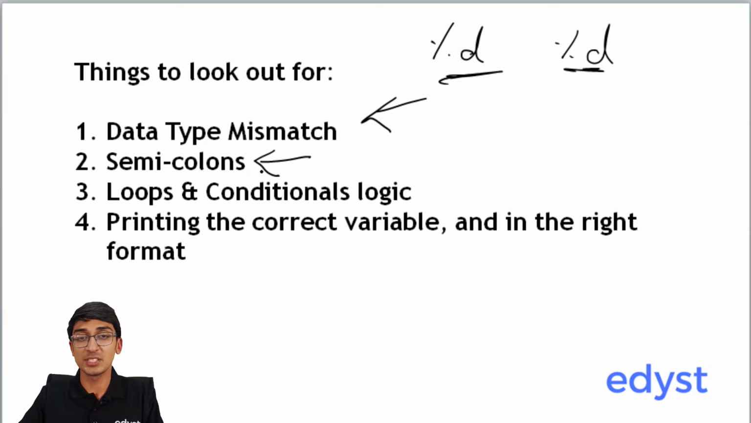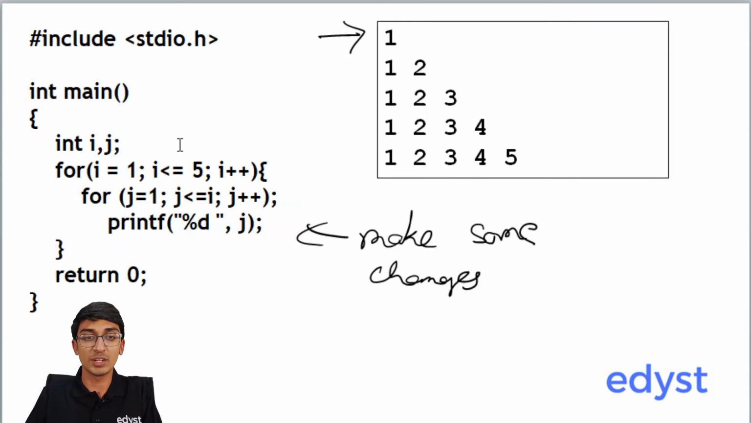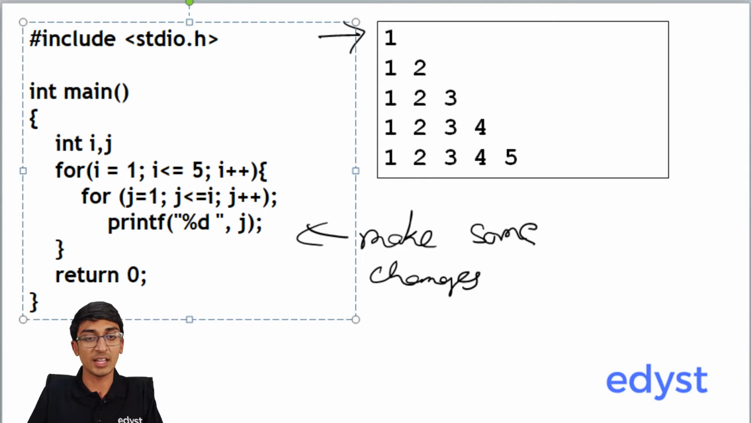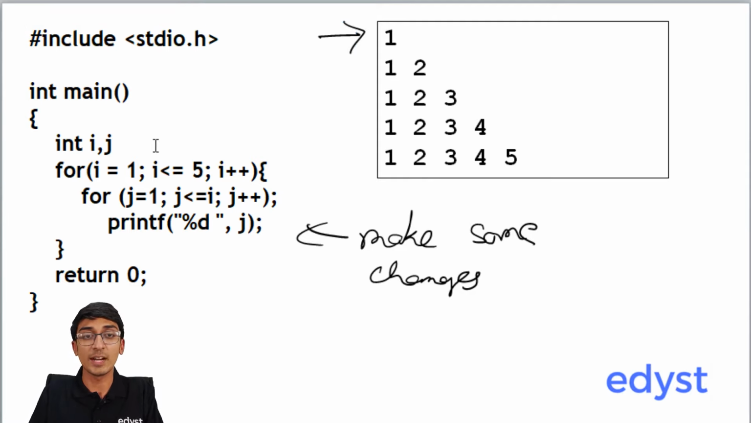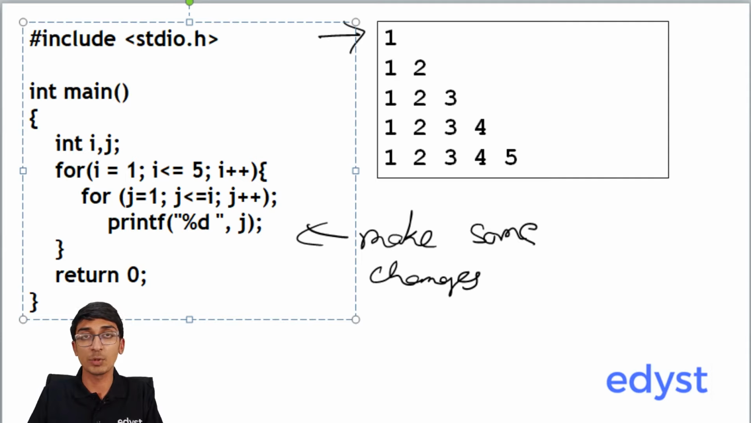There are two ways in which semicolons will be misused for you. One is they might be missing. So for example, if we go into this code, what they could have done was just give this int ij without the semicolon. That would be wrong, and you would have to fix that by putting a semicolon.